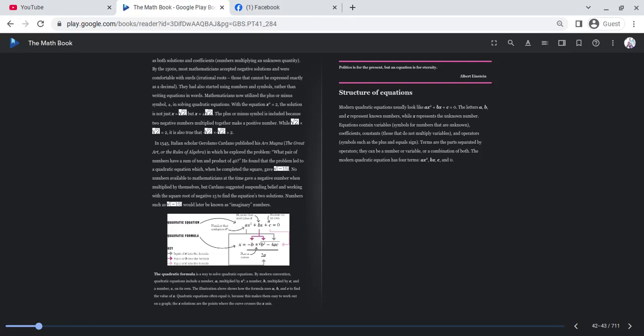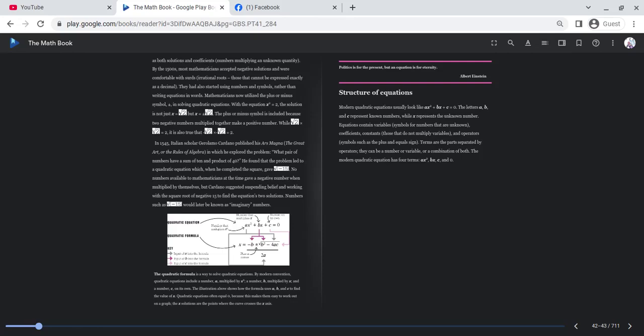In 1545, Italian scholar Girolamo Cardano published his Ars Magna, the Great Art, or the Rules of Algebra, in which he explored the problem: what pair of numbers have a sum of 10 and a product of 40? He found that the problem led to a quadratic equation which, when he completed the square, gave the square root of negative 15. No numbers available to mathematicians at the time gave a negative number when multiplied by themselves, but Cardano suggested suspending belief and working with the square root of negative 15 to find the equation's two solutions. Numbers such as the negative square root of 15 would later be known as imaginary numbers.